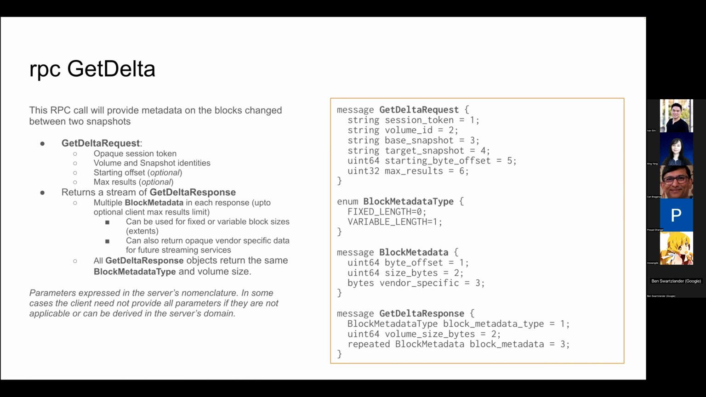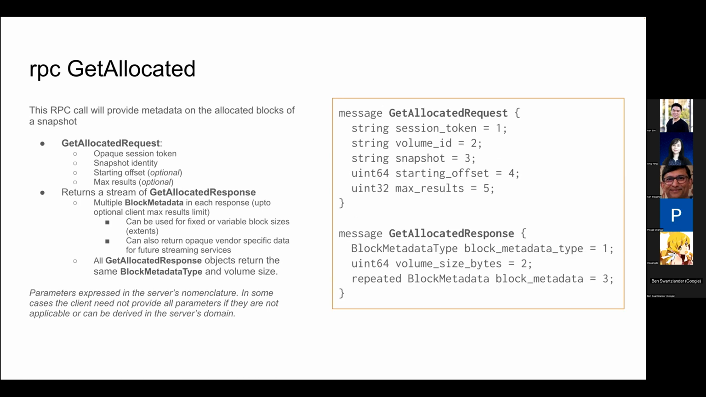Okay. Yeah. We can continue on to the next page as far as I'm concerned. Okay, I mean, the next page is pretty much the same thing. It's just that this is the first API, the get allocated request. It just doesn't have two snapshots. The response is the same. So Carl, sorry. Go ahead.